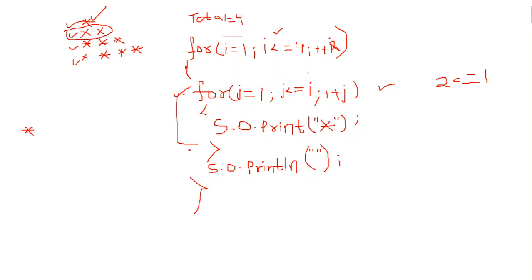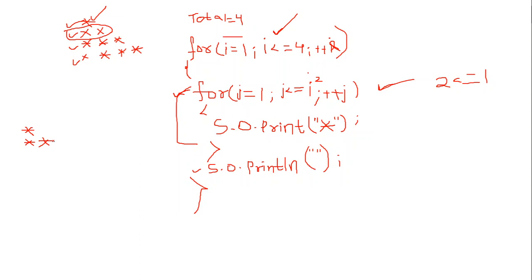After that, the i value will become 2, and 2 is less than or equal to 4, so the condition is true. Again it will come inside the inner for loop. Here you can see that the i value is 2 now, and this inner for loop will run 2 times this time. So it will print 2 stars, and as you can see our line is already changed, so it will print 1 star and 2 stars.